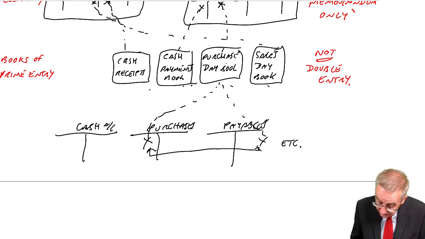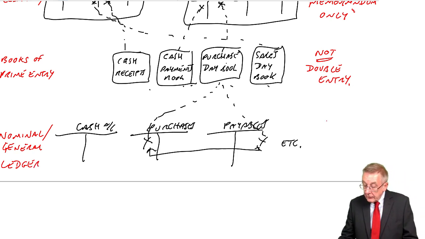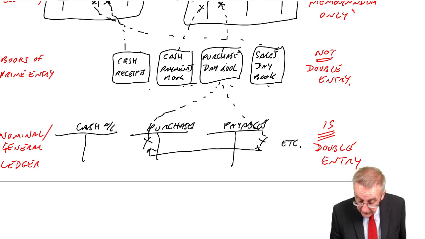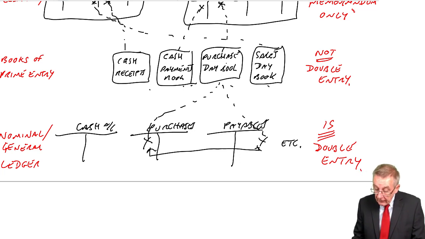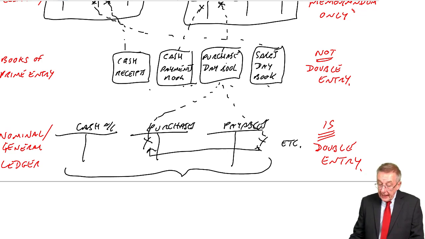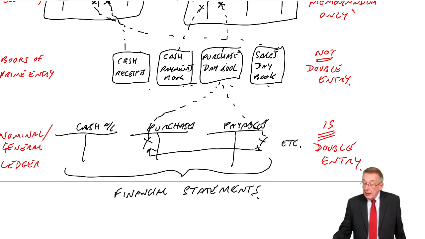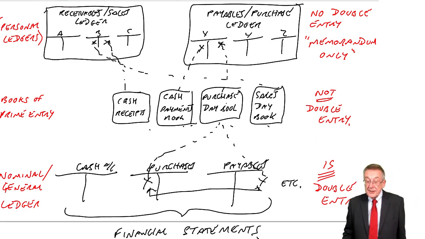So where are we? This is the nominal or general ledger. And of course, this is double entry. And finally, it's from the nominal ledger that we then carry on and produce the financial statements. And so there we are. I don't know if that helps or not. I hope it does, but it just summarises.